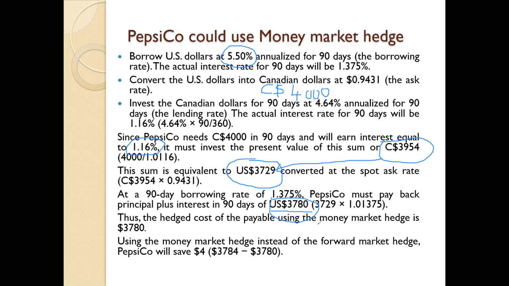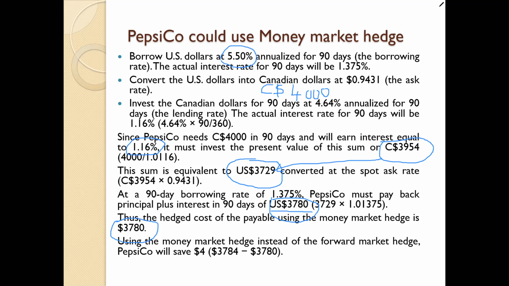US dollar loan, right? Then the hedging cost should be payable using the money market hedges. Therefore, his hedging cost is $3,780 to make the settlement of Canadian dollar 4,000. Am I clear to you? I believe I'm clear, right?